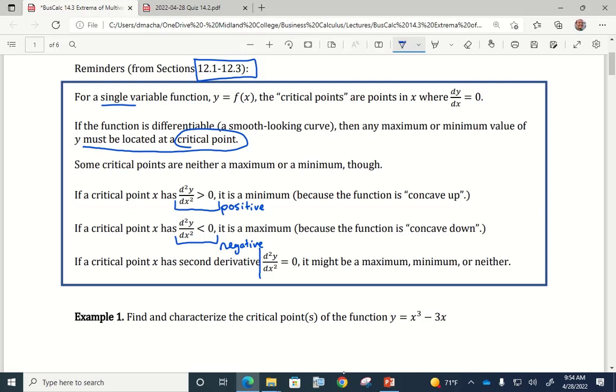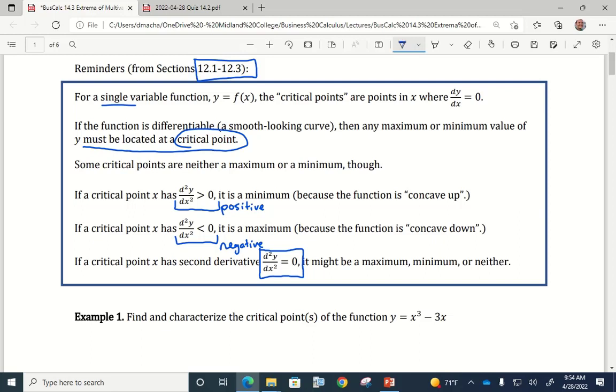Now, if your second derivative is 0, then that doesn't really tell us anything. That means your critical point might still be a maximum, it could be a minimum, or it actually might be neither a maximum nor a minimum if you run into that situation.